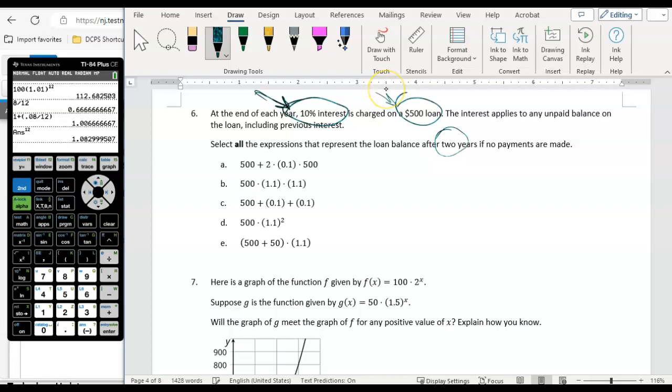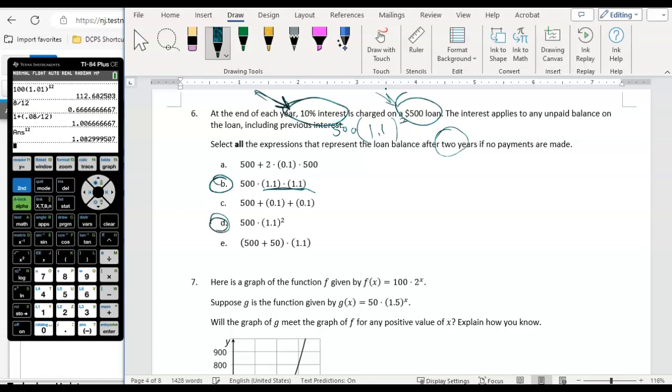We have $500. And then we are going to be adding that 10% interest every time. So when we're adding that 10% interest, we could be multiplying by 1.1, right? So if we were to write that, it would be 500 times 1.1, and then to the power of 2, right? Because it's going to be for 2 years. So we can see that here is written as this. We can also see that written this way.